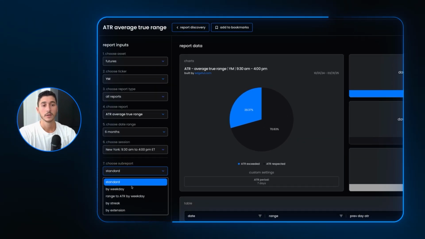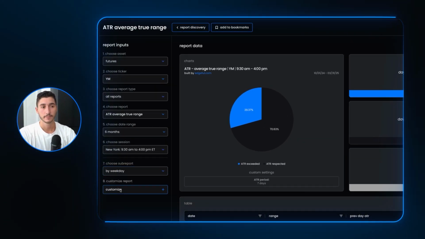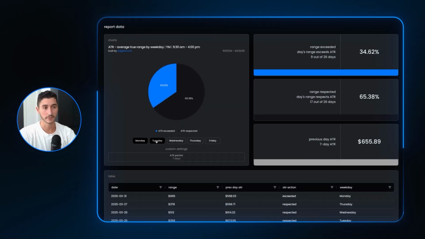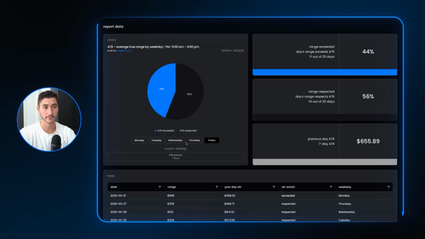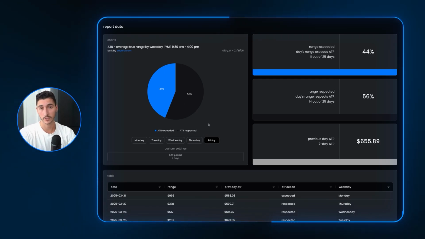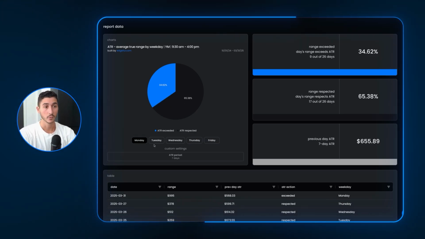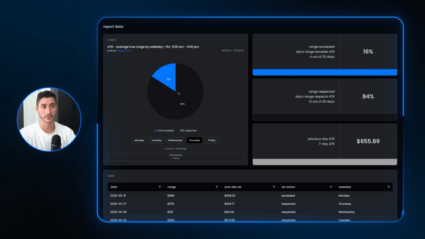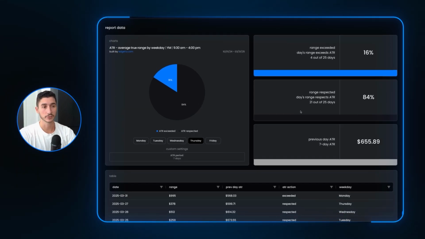So now, looking at the by weekday, obviously this is very similar. We're just filtering for specific weekdays, so you can clearly see that different weekdays behave very differently. So Fridays are much more likely to exceed the ATR, whereas, for example, Thursday is not nearly as likely to exceed the ATR. So 84% of the time in the last 6 months, price will respect on a Thursday.